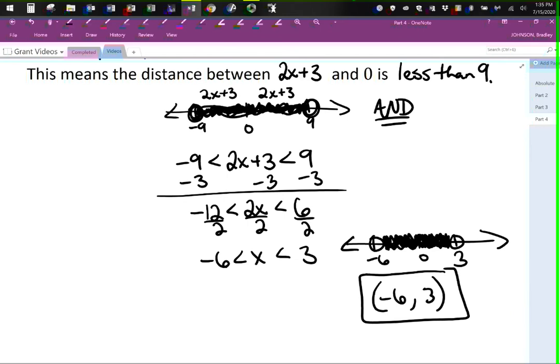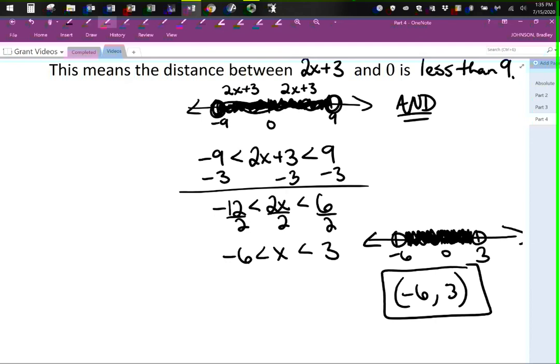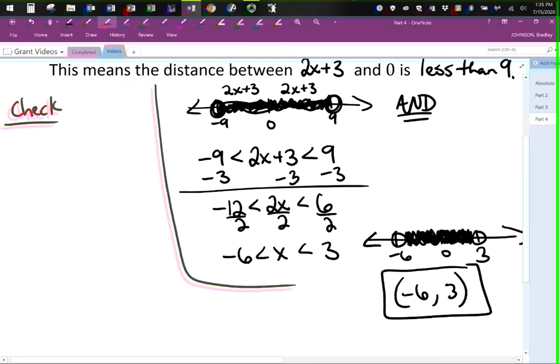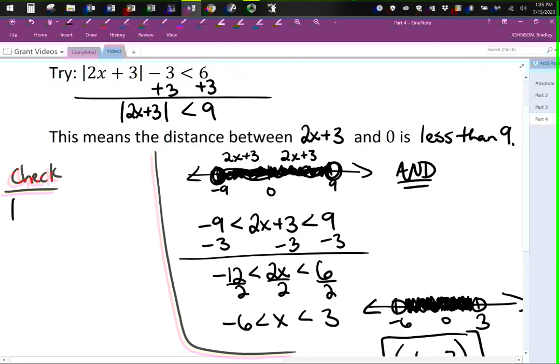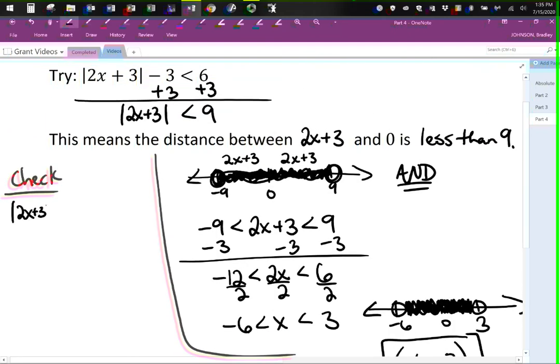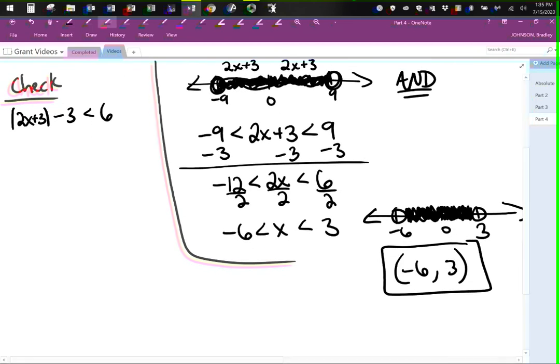So how about we check this? Let's just check a couple examples off to the side. Let's rewrite what we had at the very beginning: the absolute value of this quantity, minus 3, less than 6. Let's check x equals 1, which is in here. 1 is between 0 and 3. So let's plug that in. We'd have 2 times 1 plus 3, put absolute value around all that, minus 3, less than 6.